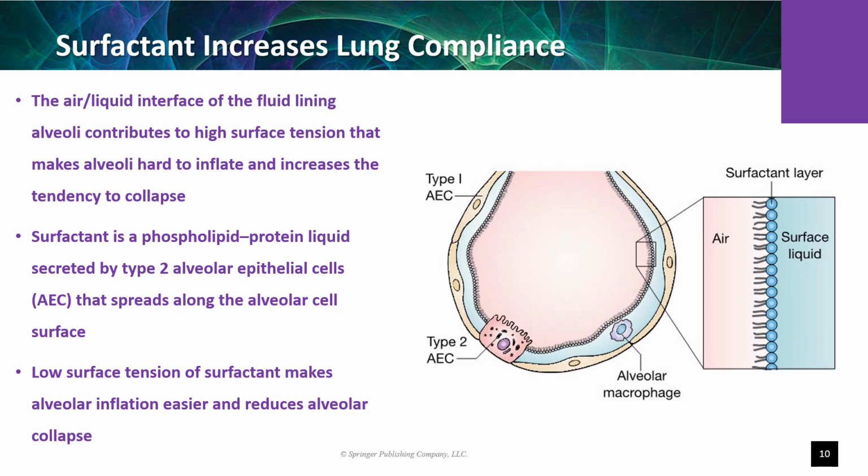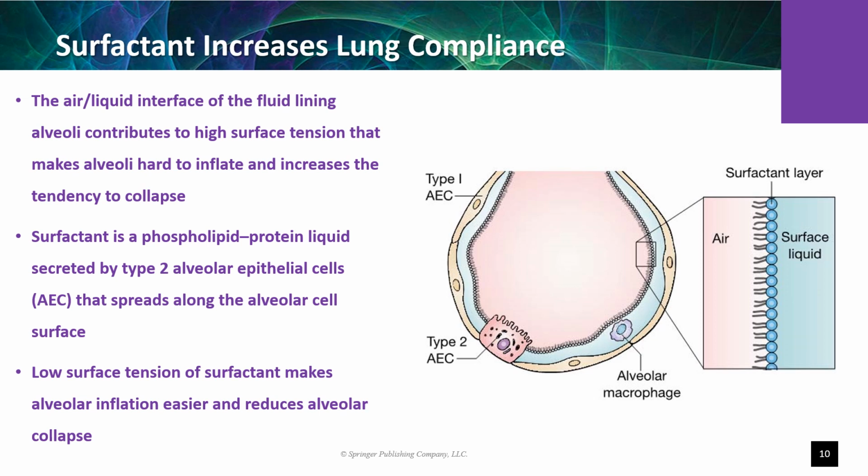Type 1 AECs are the thin cells making up the majority of the alveolar wall. The interface between alveolar air and tissue fluid lining the alveolar wall is the source of potential surface tension that would oppose alveolar expansion during inspiration, decreasing the compliance.